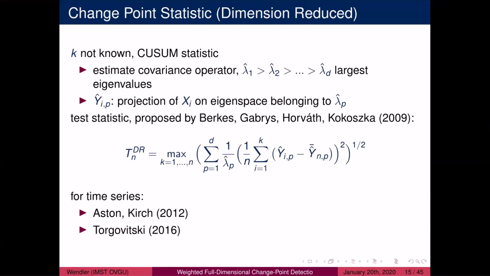And now we want to do this in the functional space. The older approach is by Berkes and co-authors from 2009. It works with dimension reduction. So we do the same as for testing for the mean. We use functional principal components.